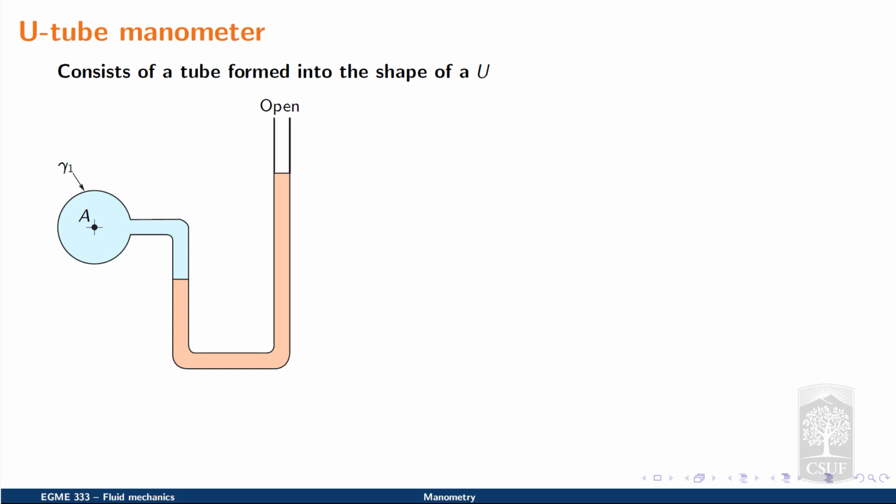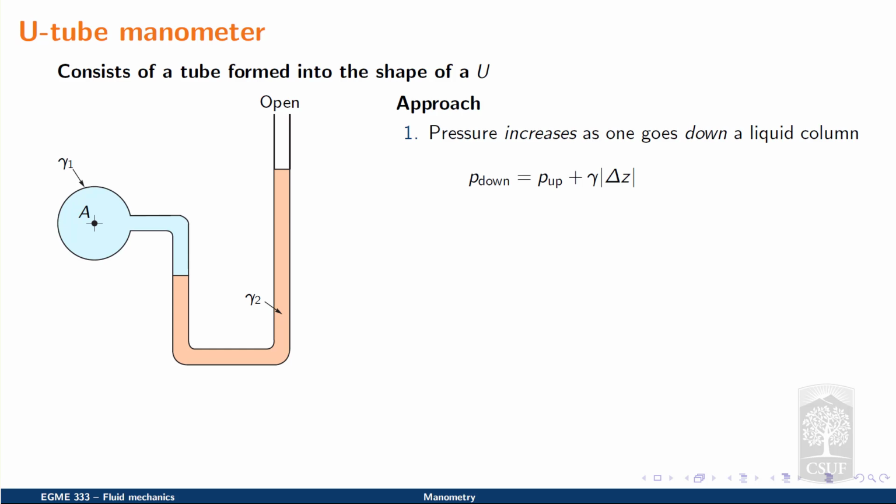We have the fluid corresponding to point A, which is labeled as gamma sub 1, and we have a second fluid that is in the U-tube manometer, gamma sub 2, which we refer to as the gauge fluid. When working with U-tube manometers, we want to adopt the following approach for determining the pressure at point A. Typically, we'll stick with the following 3 rules.